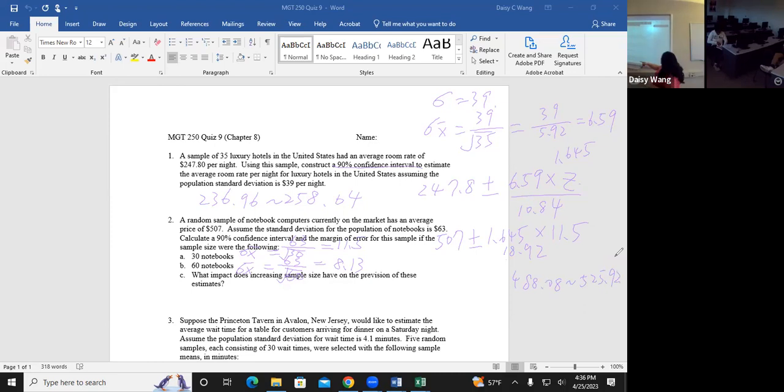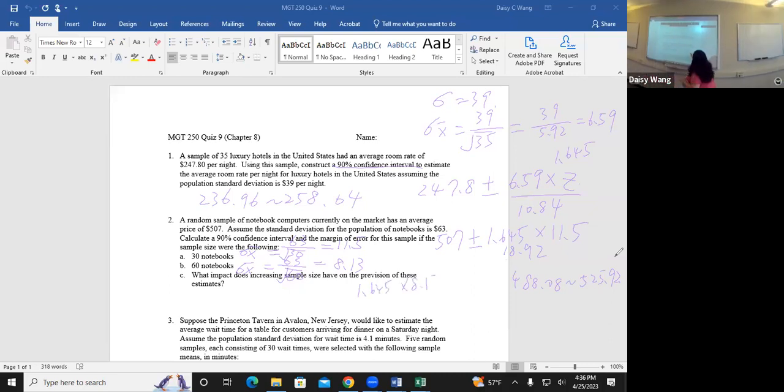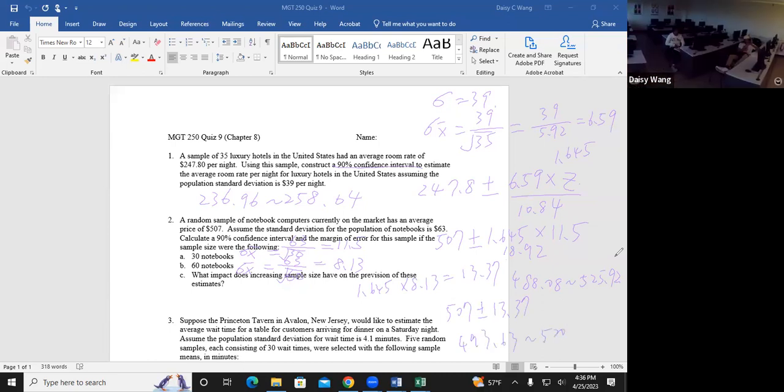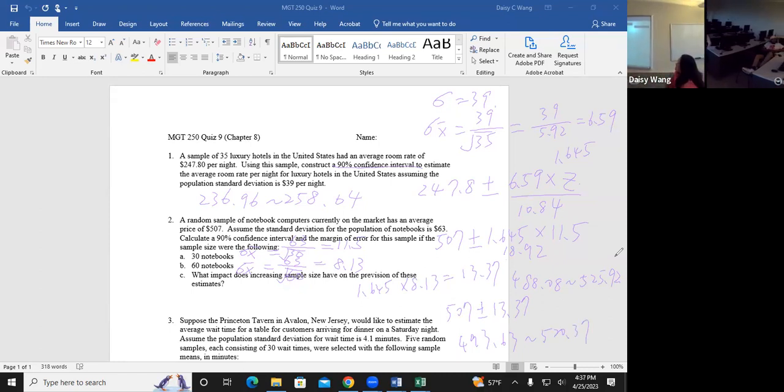B, the margin of error will be 1.645 times 8.13, which is 13.37. So it will be 507 plus minus 13.37, and the answer will be 493.63 to 520.37. So what impact does increased sample size have on the precision of this estimate?